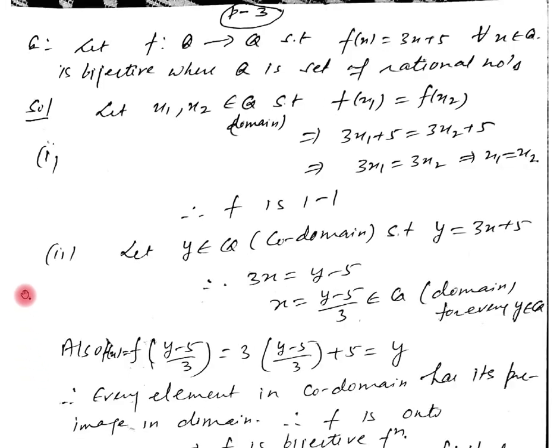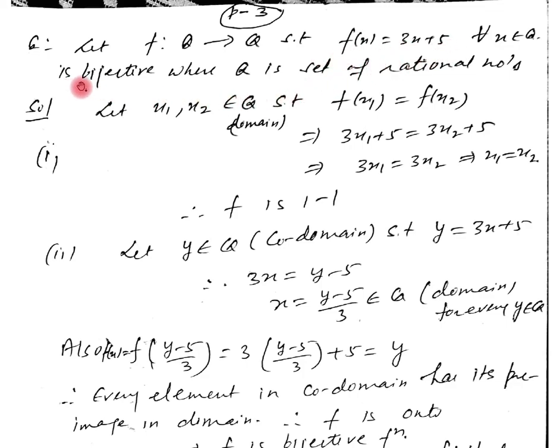Now here let us see another question. The complete question that can be asked in a 4 marks question also. Let f be a function from Q to Q, where Q is the set of rational numbers, such that f(x) equal to 3x plus 5 for all x belonging to Q. Prove that it is bijective. Function bijective means we have to prove that the function is 1-1 and we have to prove that the function is onto. Generally, in a 4 marks question, a question of this type can be asked in the board exam.